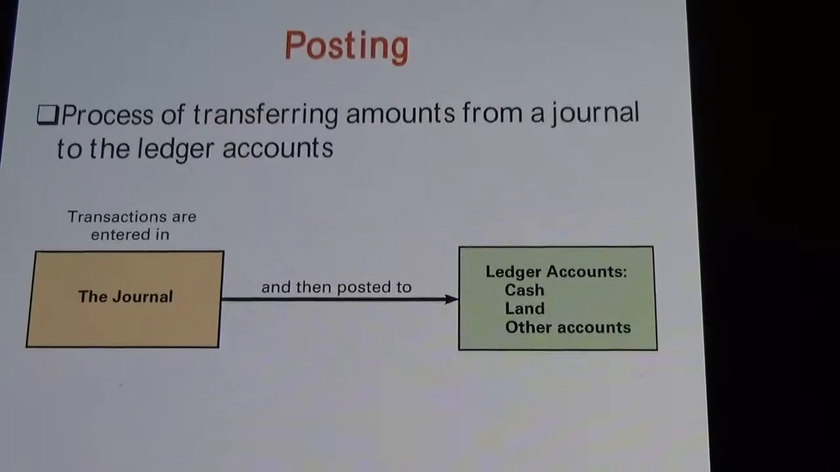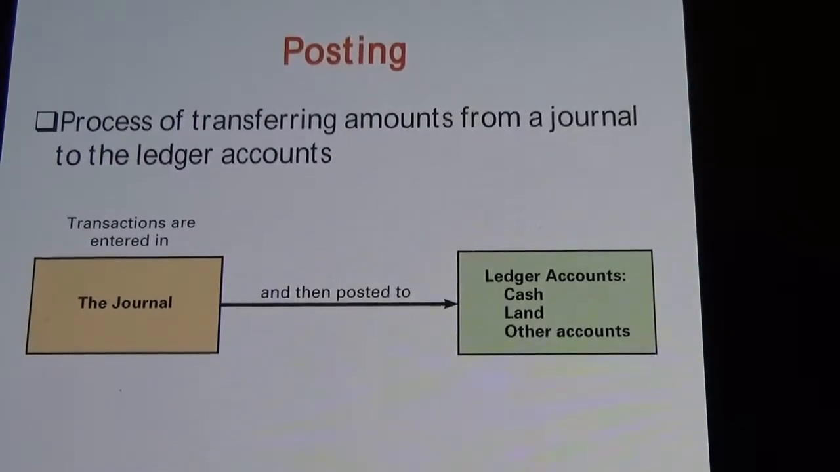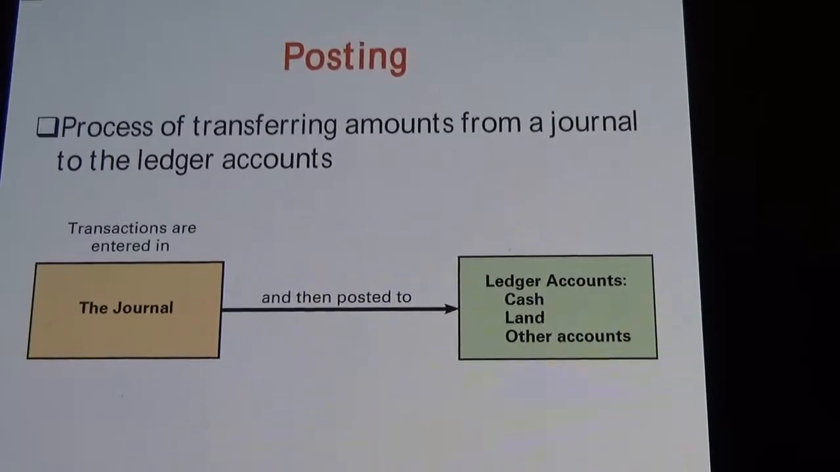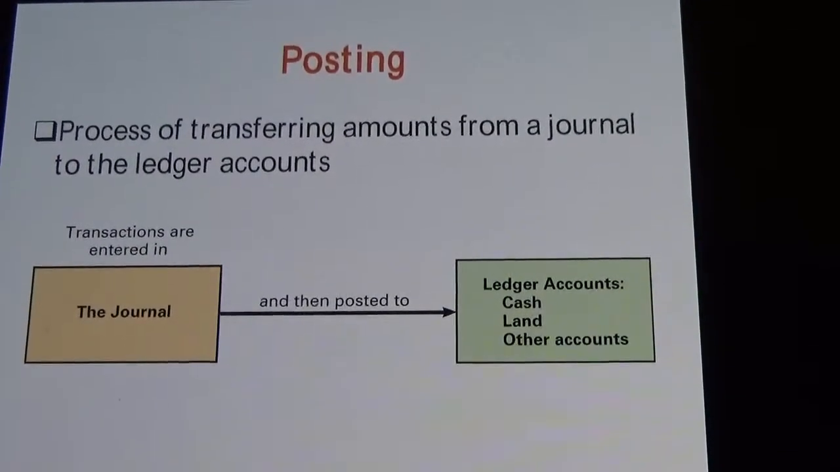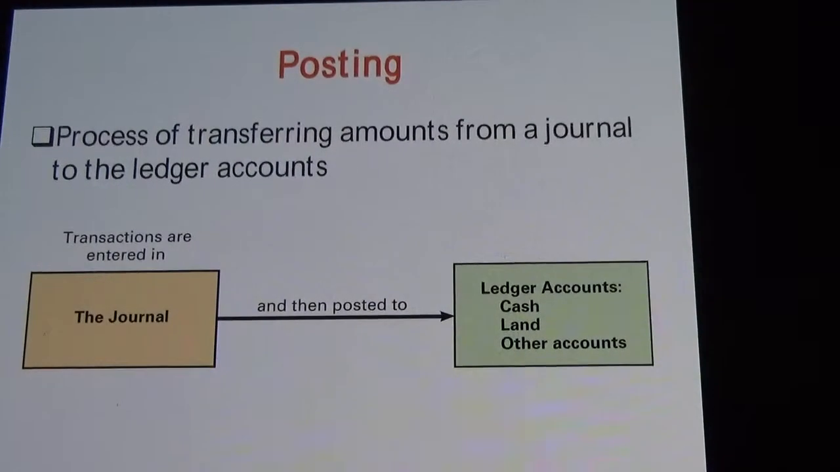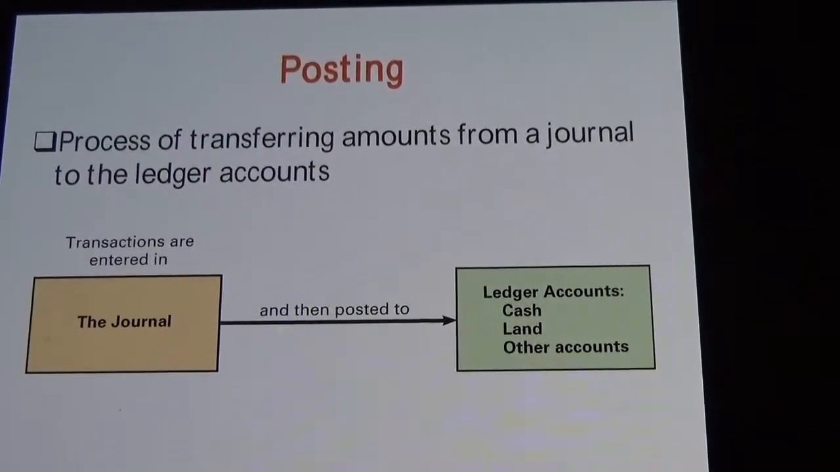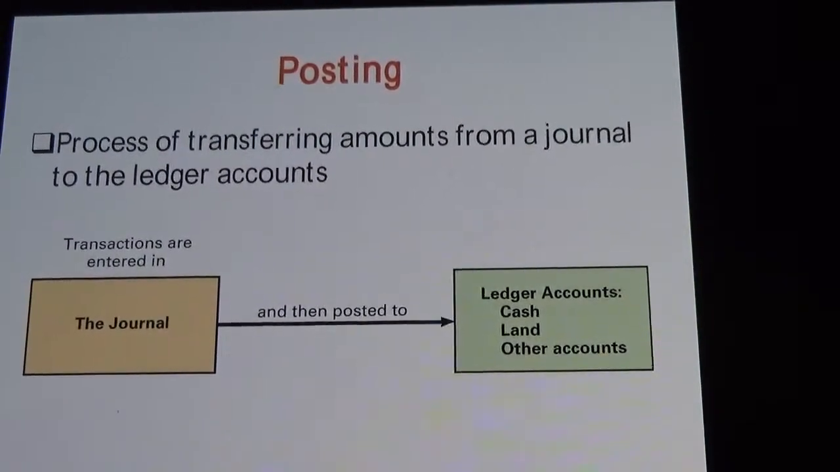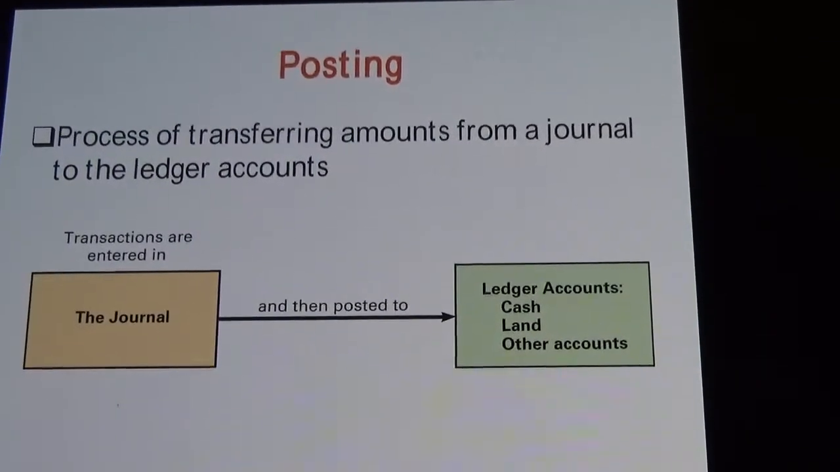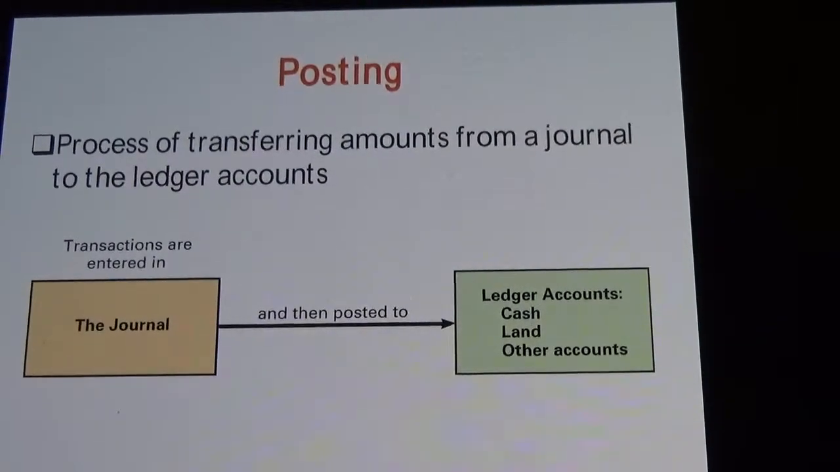Okay, so the idea of posting is transferring amounts from a general journal to the ledger account. So we enter the transactions in the journal first. Those are in chronological order. But if all we did was enter them in the journal, we wouldn't be able to very easily pull out, okay, if all these things happened, what do we now have in total in cash? Or what's the total that we now have in accounts receivable?